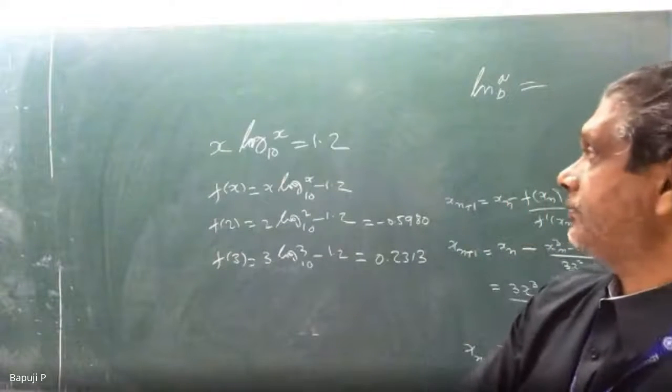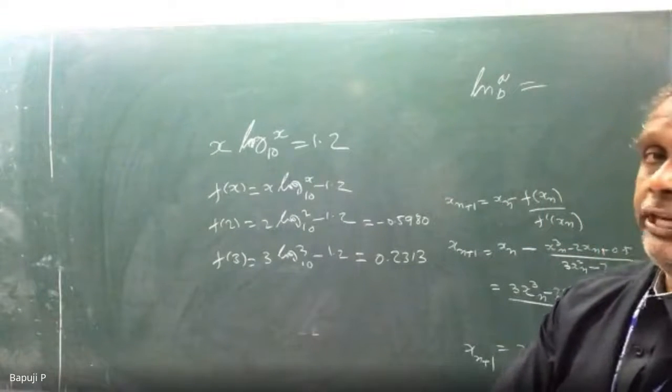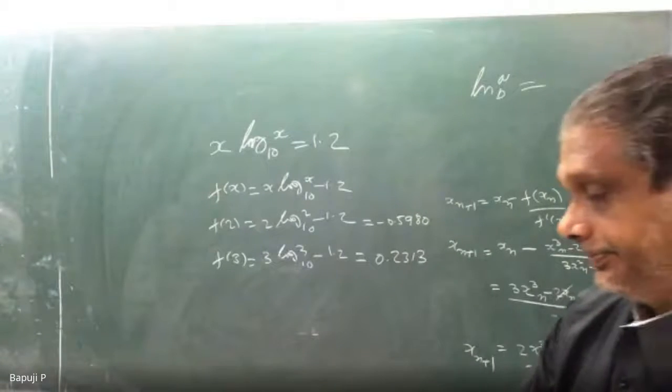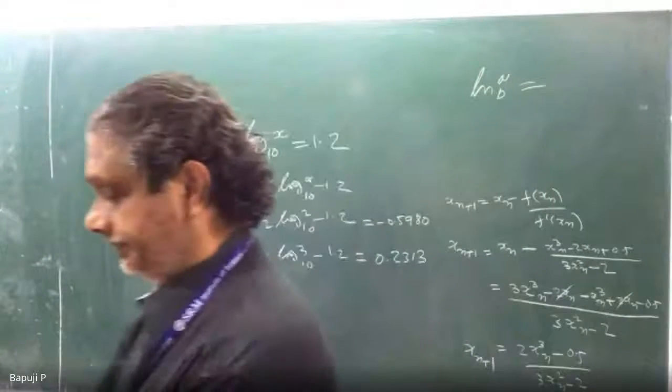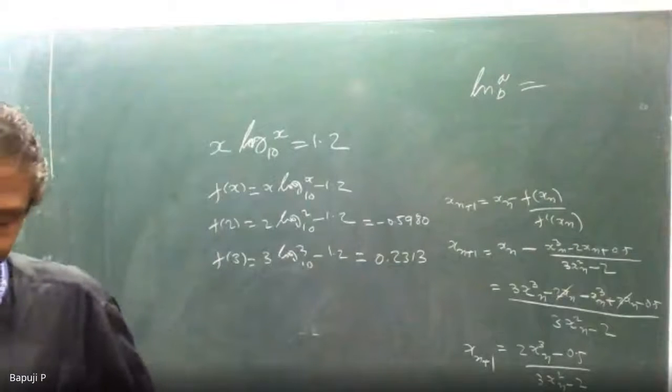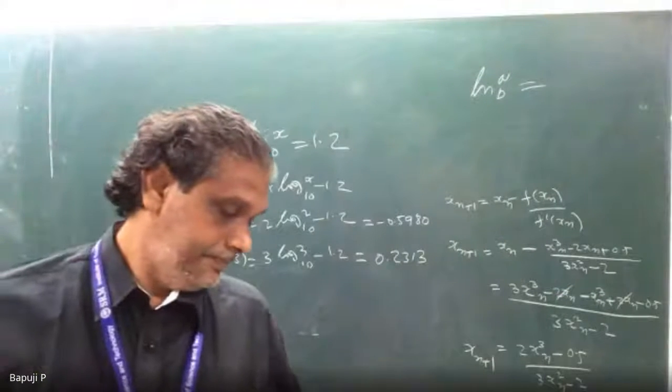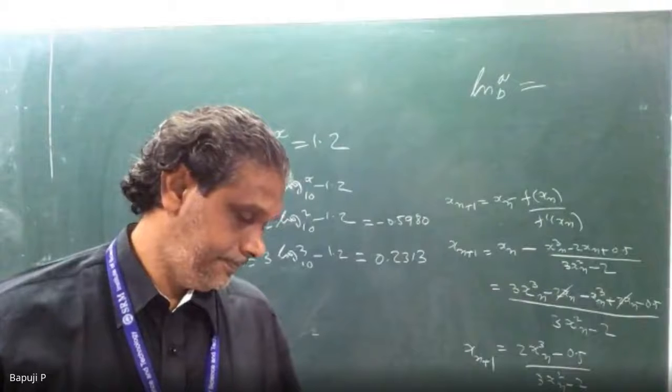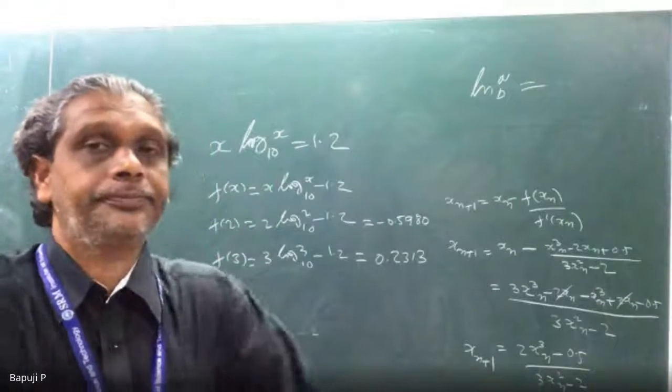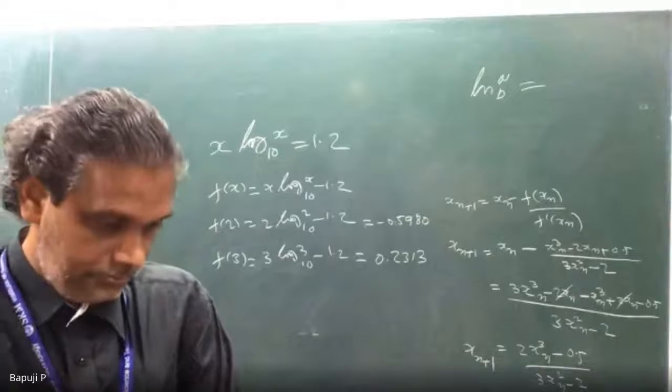f(x) is equal to x log x minus 1.2. f dash is what? Log x to the base 10.